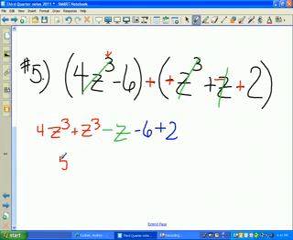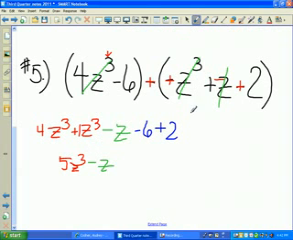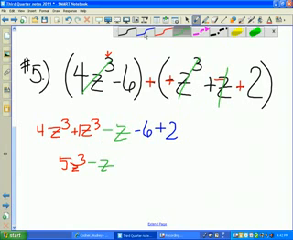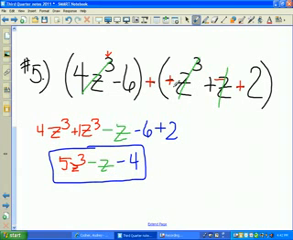So here you have 5z. Ooh, that's an ugly z, but you know what I'm saying. 5z cubed, because 4 plus, there's a 1 understood to be there. Then we only have our one lonely little z there. Then we have negative 6 plus 2, which gives me a negative 4. So my solution to this is 5z to the third power minus z minus 4. And that's my solution. Okay?